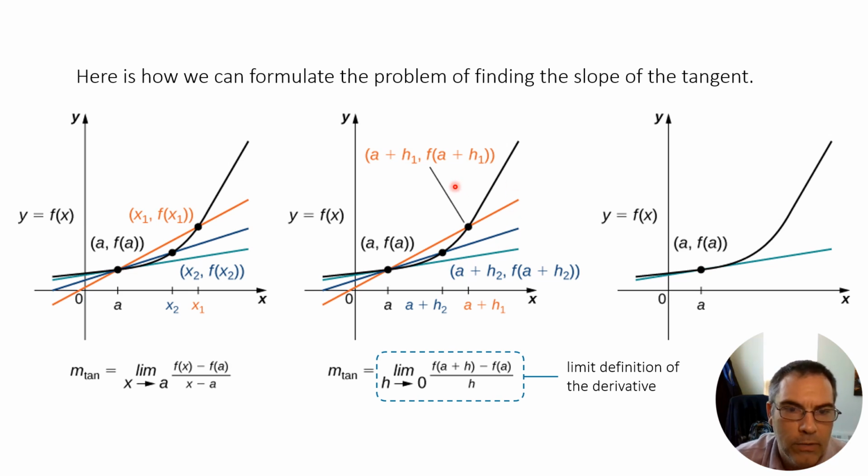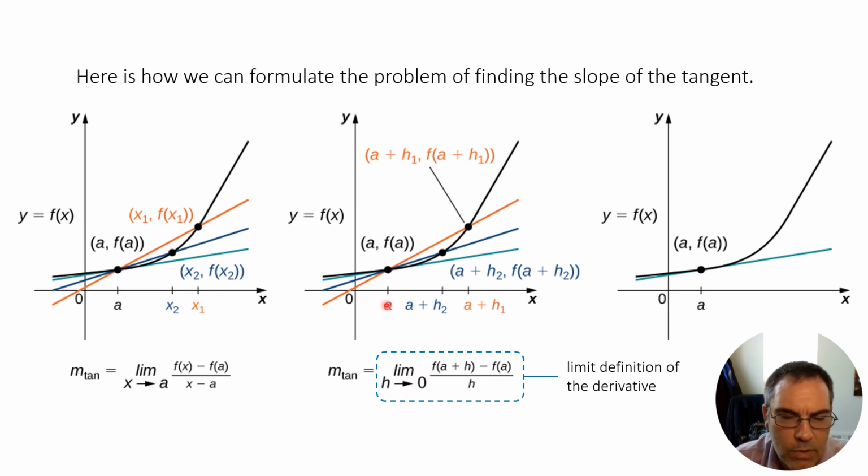Now the one in the middle is essentially the same picture, except we are defining this point over here in relation to the point A. So here we have a, and then we have x2. Here we have a, and then we have a plus h2. And the reason why we're writing it like this is that when we get to the definition of the slope, it's a little more compact notation for what's happening with the limit.